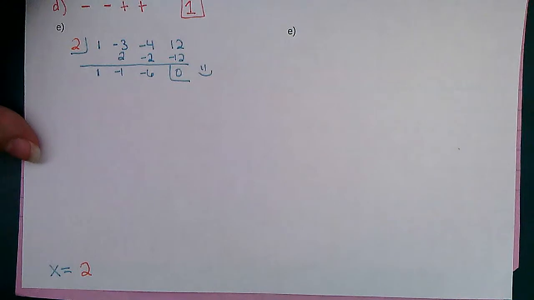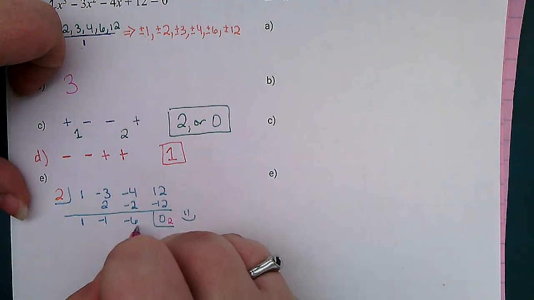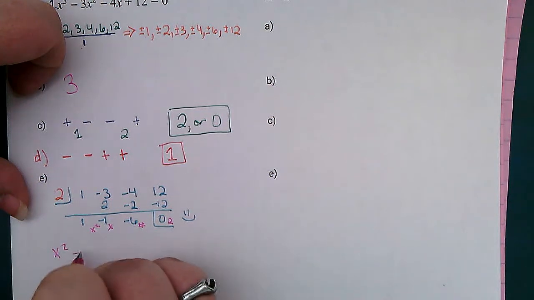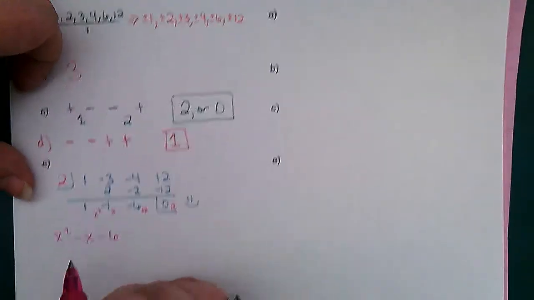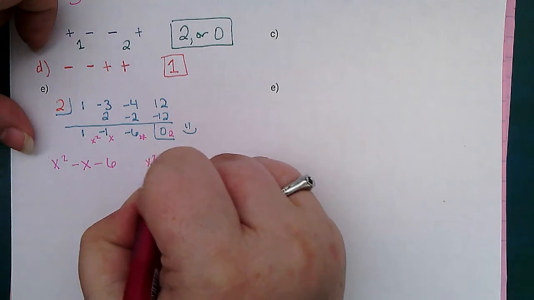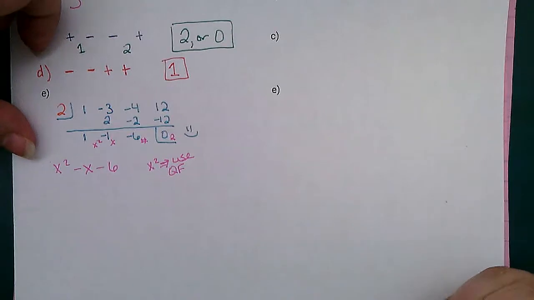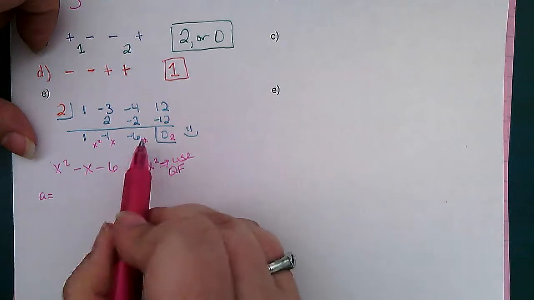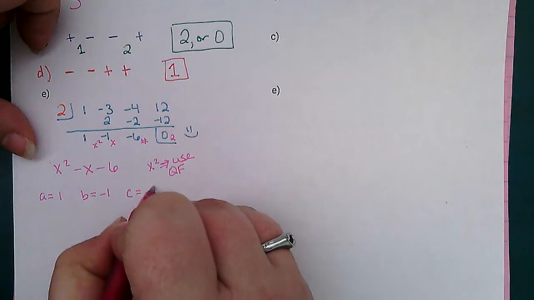Okay, so now what I need to do is rewrite. So if I rewrite this, I have, this is the remainder, this is the number, this is the x, and this is the x squared. So I have x squared minus x minus 6. And you might notice that this is a quadratic. So since it's x squared, now we need to use the quadratic formula. Okay, so to use quadratic formula, we need to know what a, b, and c are, and they are actually right here. A is 1, b is -1, and c is -6.